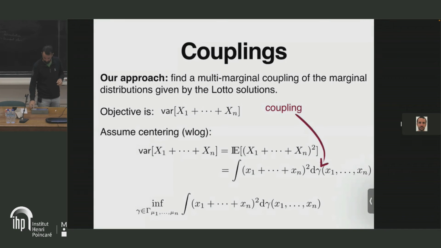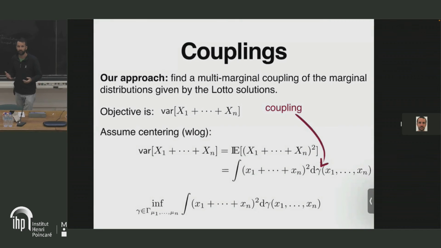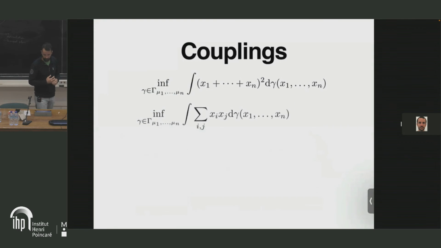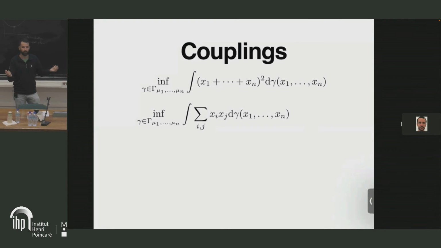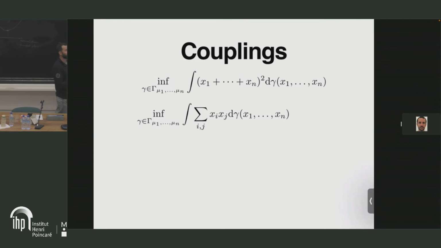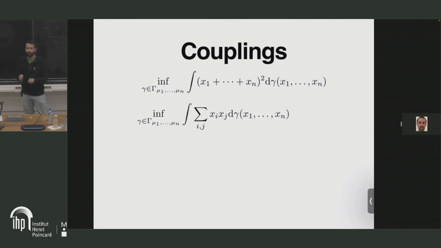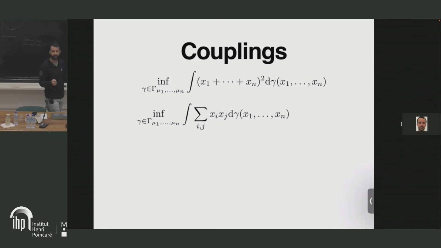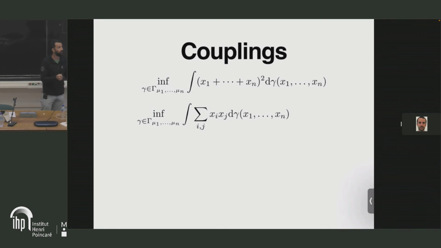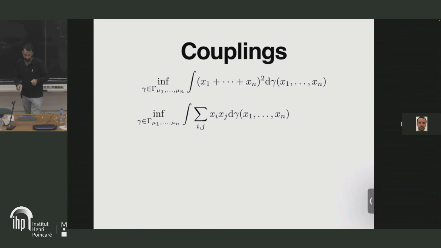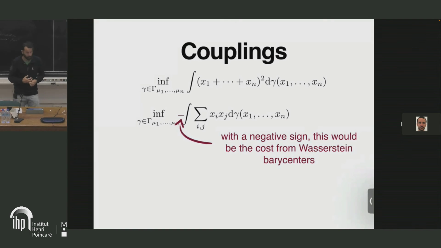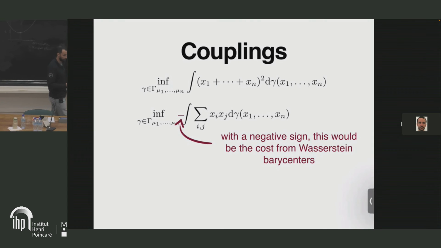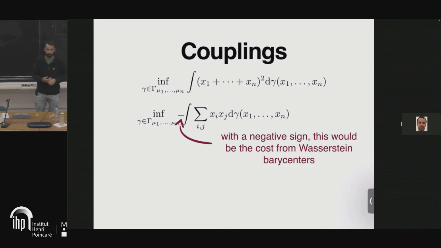And if people are aware of the Wasserstein barycenters, there is something in the Wasserstein barycenters that looks a lot like this. So if I write it like this, I just developed my square. All the products that are not cross products are independent of the coupling, because they're just xi squared. It does not depend on the coupling. So I end up just looking at the cross products. And this is exactly, when you change the sign, the cost that you end up with in the Wasserstein barycenter problem.